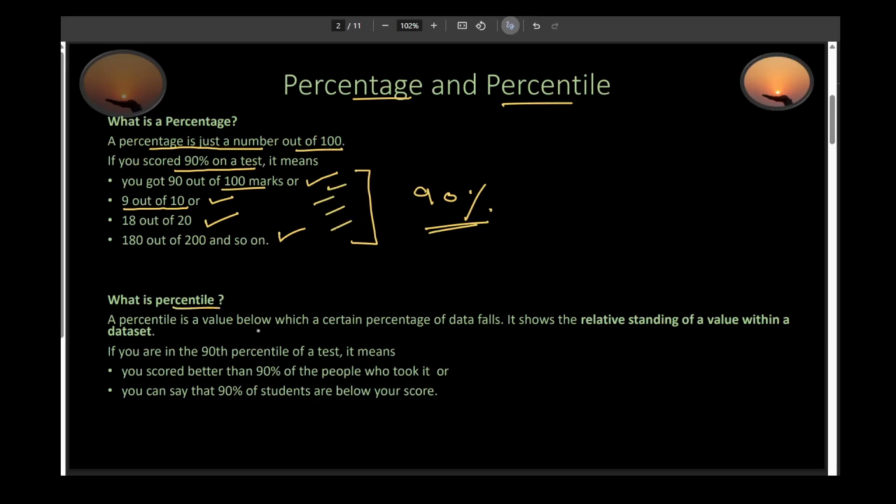Percentile. So percentile is a value below which a certain percentage of the data falls. So it's a value below. The keyword is below. And it shows the relative standing of your value within your data set.